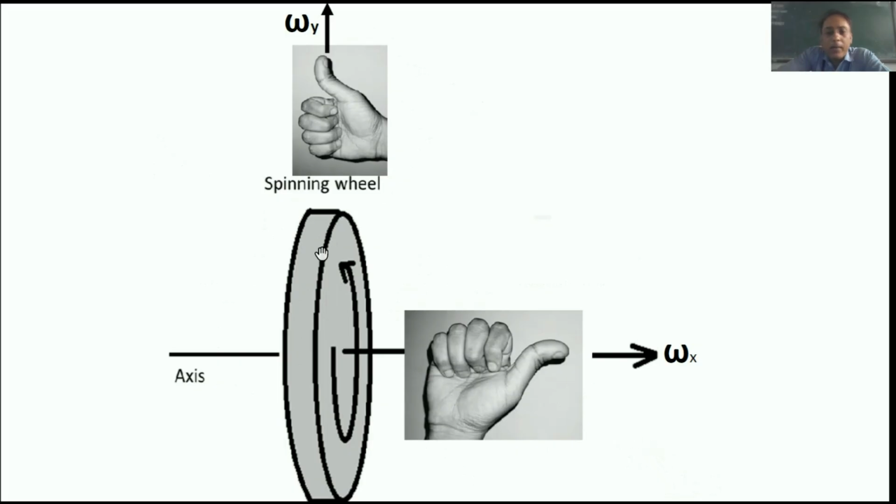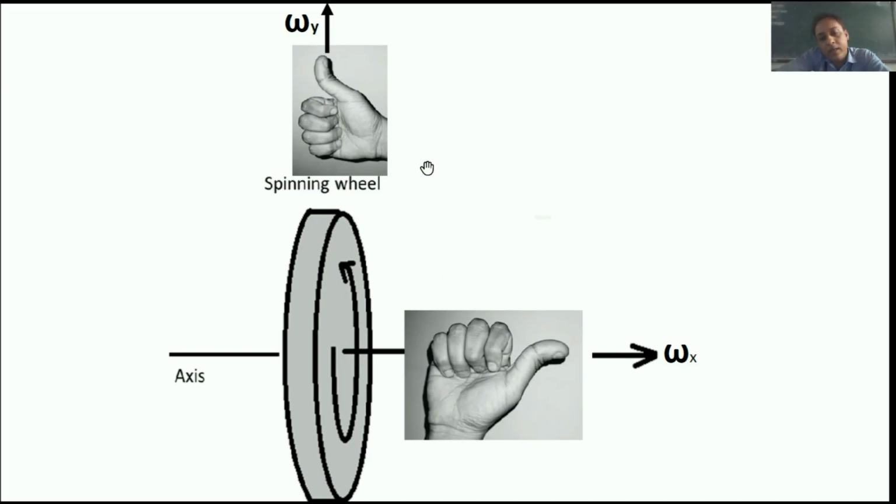Now imagine that this wheel is spinning, and this is the direction of rotation as the thumb indicates by the right-hand thumb rule. This is omega x. Now suppose I start spinning this wheel about its diametrical axis also, about this axis, as well as from the top. So omega y will be this, because from the top I am spinning it in the anti-clockwise direction about the diametrical axis. So this will be omega y.